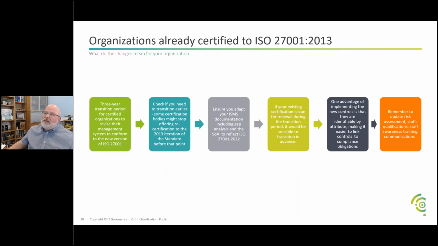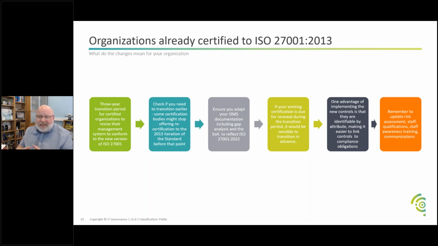For organisations already certified, there's a three-year transition period to revise their management system to conform to the new version of 27001. So there was a three-year period for this to happen. By October 2025, you have to transition. You might need to transition earlier. If you've got a recertification audit coming up, you decide whether you're going to transition at that point. You might decide to have a special audit where you transition before. This is all going to be down to where you think you are in the roadmap.